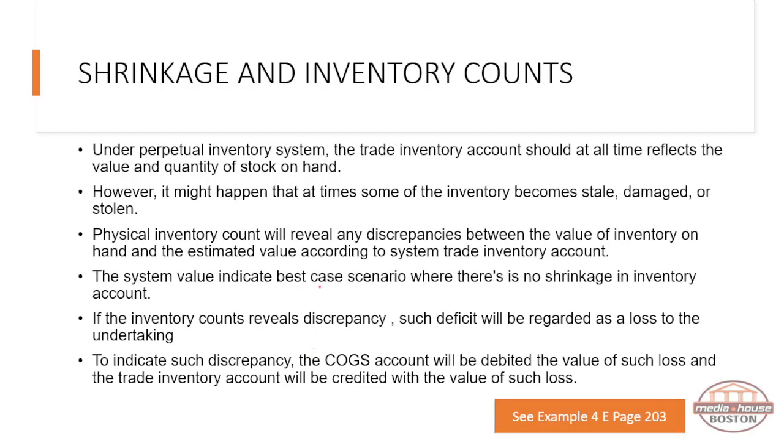And this brings us now to what we call shrinkage and inventory count. Under the perpetual inventory system, the trade inventory account should at all times reflect the value and quantity of stock on hand.